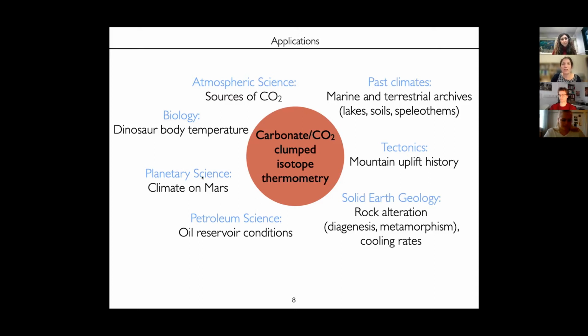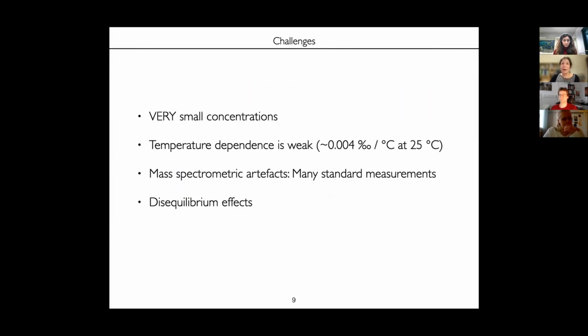Also reservoir conditions, even climate on Mars has been studied with this, with Martian meteorites, or biological questions like body temperatures of dinosaurs by analyzing teeth of dinosaurs. And the first use of the method was actually in atmospheric science, to distinguish CO2 that comes from combustion in engines from natural CO2, because you have different temperatures during the generation. Okay, but back to our interest here.